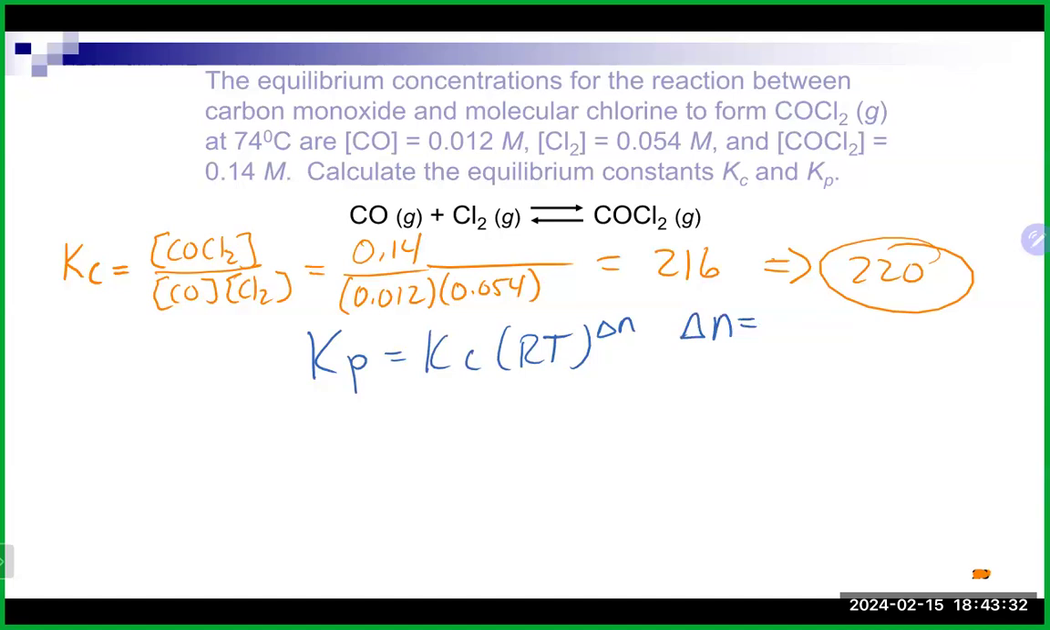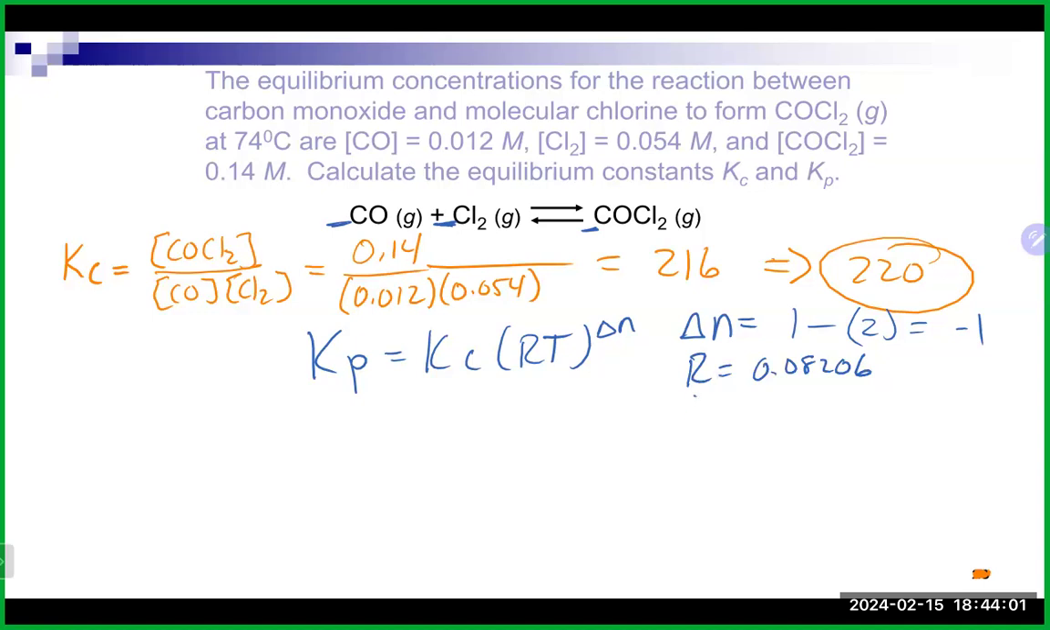Delta n is going to be our products, which is 1, minus our reactants, which is 1 and 2 in terms of the coefficients. That means we have, again, important, a -1 for our delta n. And again, that negative is obviously important in our calculation. R is our normal gas constant, 0.08206. Or if you want to use 0.0821, you can as well.